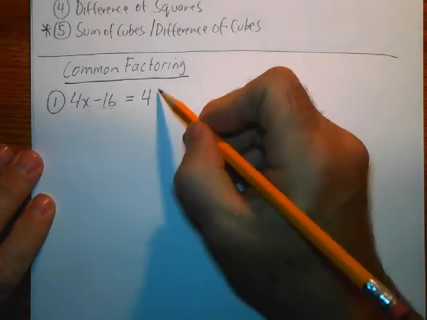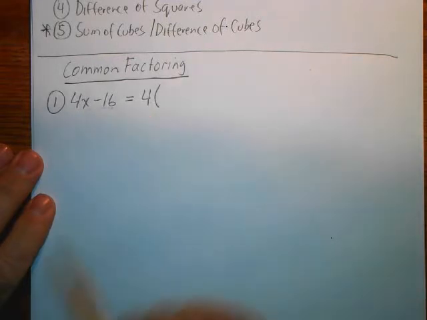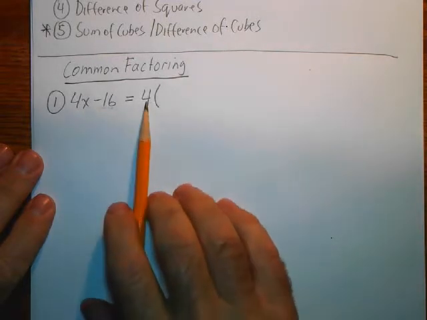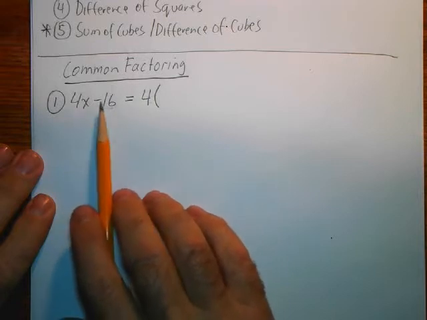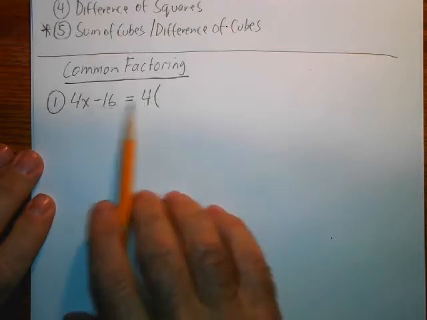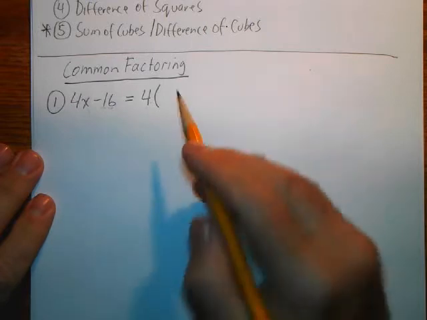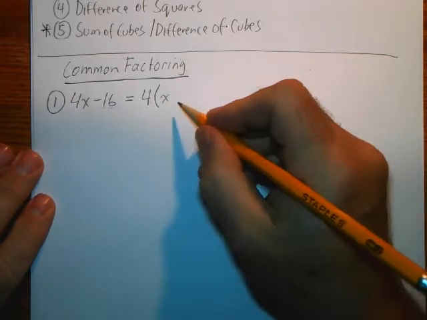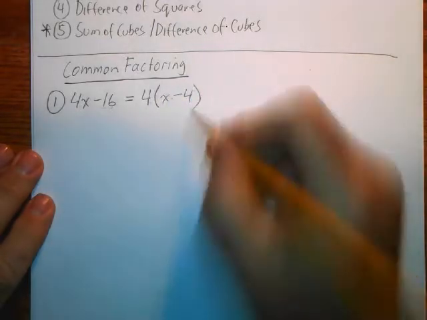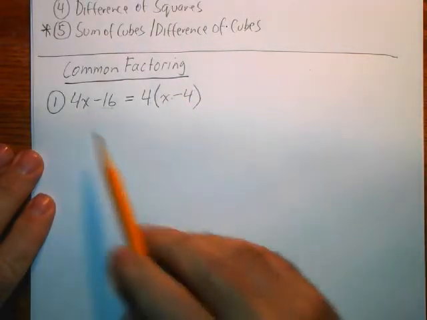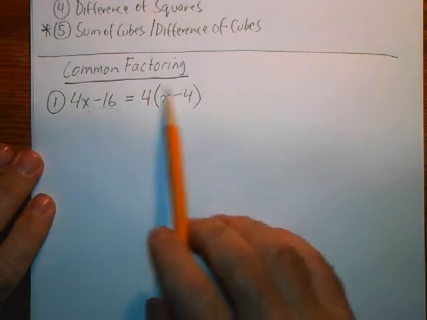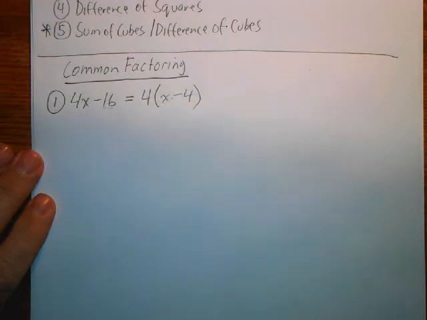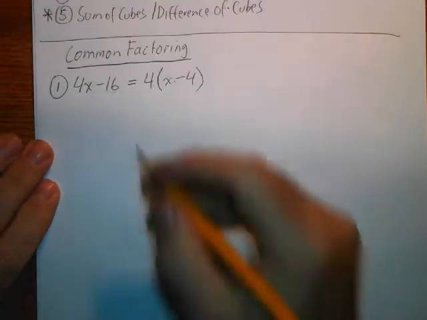So if we take the 4 out, that part's the common factor, and then we take the common factor and we just divide each of these terms by that common factor. So dividing a 4x by 4, we get an x, and dividing the negative 16 by 4, we get a negative 4, and that's done. And again, you could check your work by expanding this. You should get back the original answer. Okay.